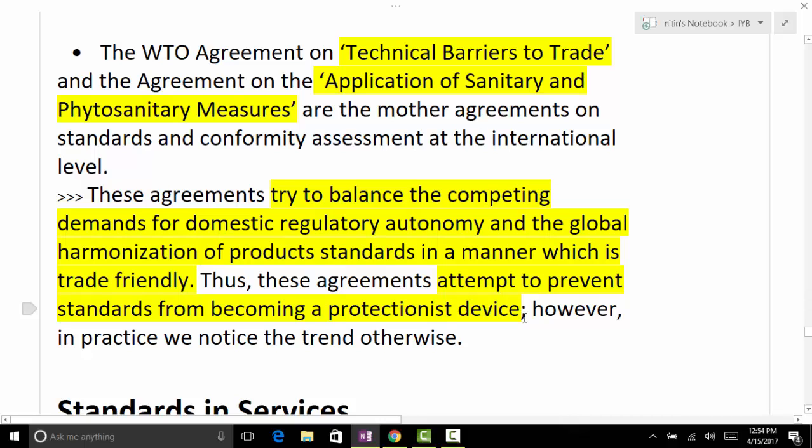However, in practice we notice a trend otherwise. You can see how this kind of measure is used in impeding India's exports to certain countries. Yes, if you remember, our Alphonso mangoes were banned by the European Union a couple of years ago, right? On those sanitary and phytosanitary measures.